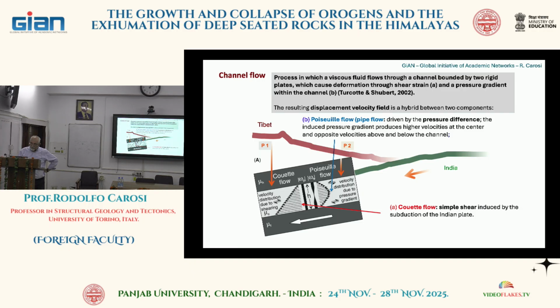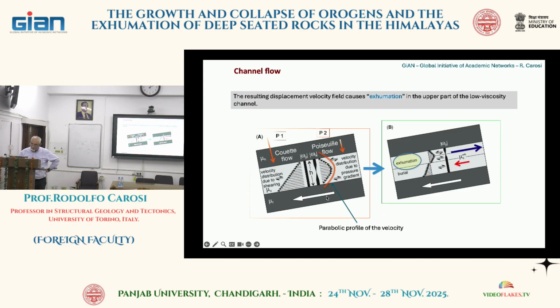As we said two days ago, the deformation is mainly caused by the difference in pressure between the Tibetan Plateau and the external part of the belt. So they cause a migration of the fluid from north to south. The other component is a simple shear due to the movement of India below Asia. So in this velocity field, the pressure causes a parabolic shape of the velocity field.